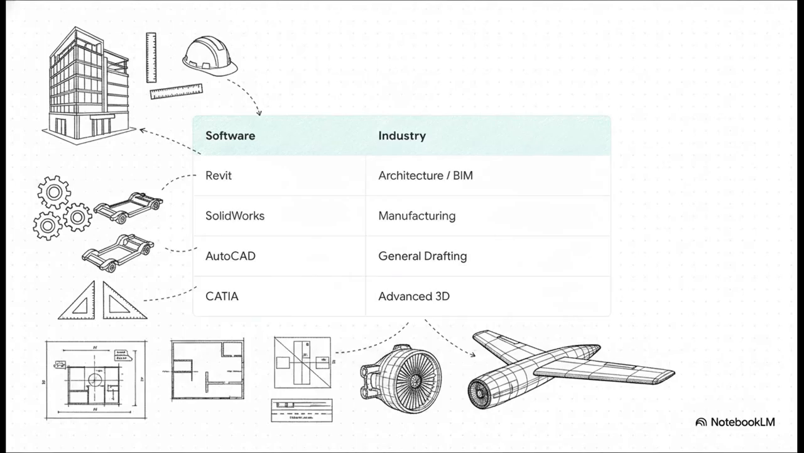And of course, different software tools are specifically tailored for different industry applications. Programs like Revit heavily dominate architecture and BIM. If you're in manufacturing or mechanical design, SolidWorks and Fusion 360 are generally your go-to solutions. For versatile, general drafting, AutoCAD remains the absolute gold standard, while programs like CATIA and Creo step in to handle highly advanced 3D engineering tasks.